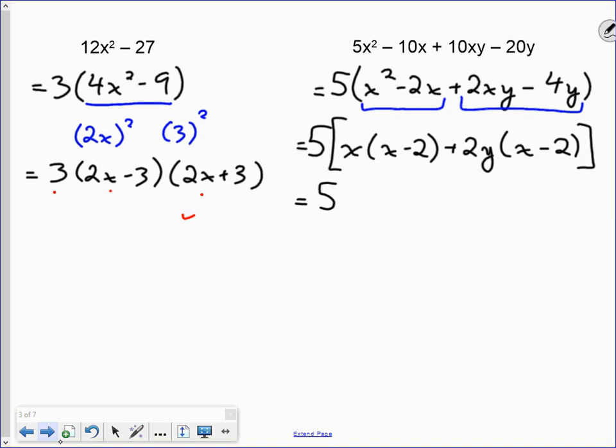We finish off our factor by grouping by noticing that the x minus 2, sorry, is common to both of those, so we're going to factor that out front, and then we'll be left with x plus 2y. And there we are. It's fully factored. We've got it as something times something times something else.